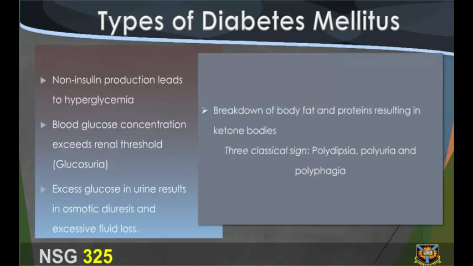Non-insulin production leads to hyperglycemia. Blood glucose concentration exceeds the renal threshold. Excess glucose in the urine results in osmotic diuresis and excessive fluid loss. Breakdown of body fat and proteins results in ketone bodies. The 3 classical signs are polydipsia, polyuria, and polyphagia.